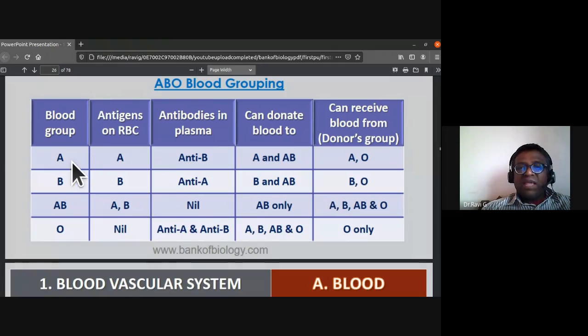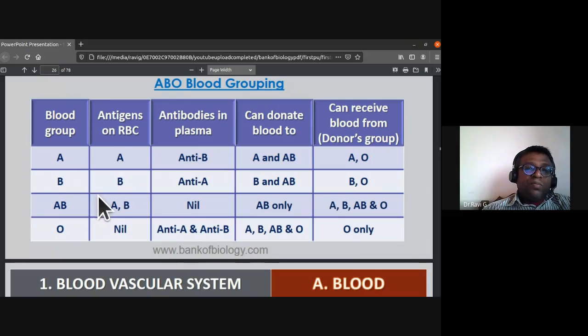So in nature, we have this phenomenon wherein the antigens on RBC, when they are A, the antibodies in the plasma will be antibody B. So they can donate blood to A and AB. They can receive blood from donor groups A and O. Okay, so that is what the blood group can do.